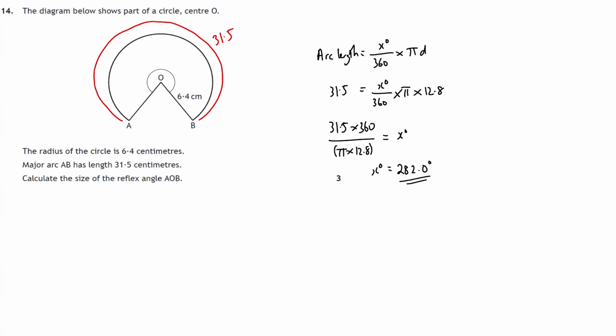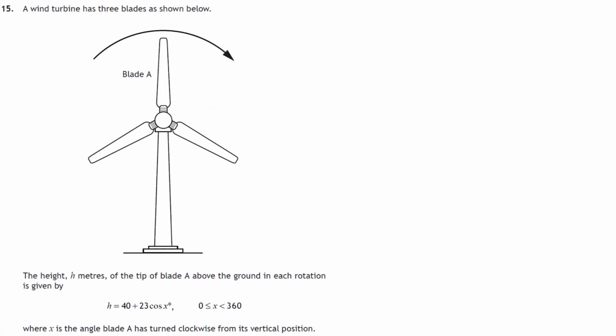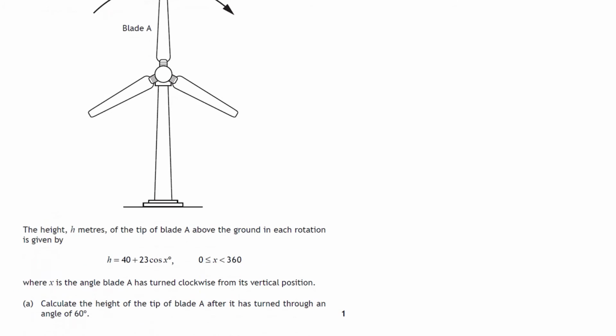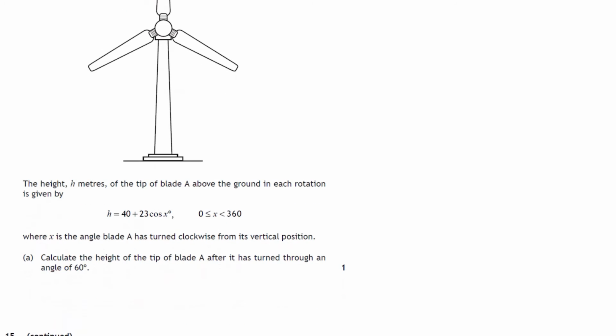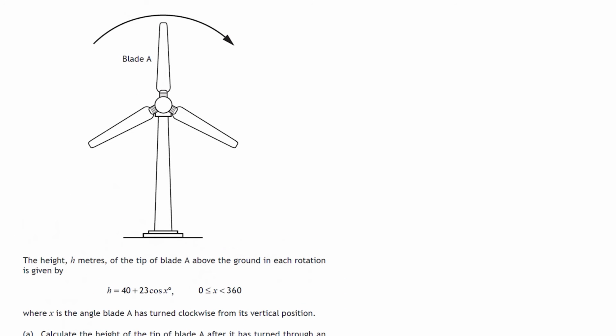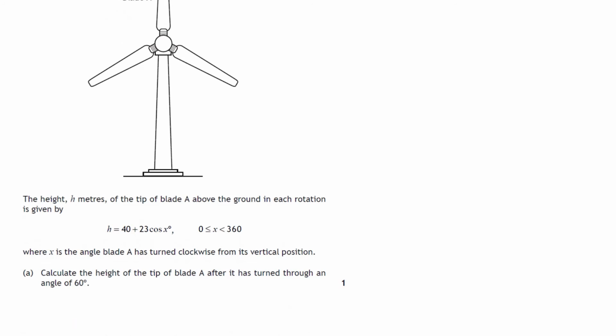Okay, question 15, which I think is the last question in the paper, a nice little trigonometry one to finish off with. So we've got a wind turbine with 3 blades, showing the height of the tip of blade A above the ground, h, and each rotation is given by this formula, where x is the angle the blade A has turned clockwise from its vertical position. Okay, calculate the height of the tip of the blade after it has turned through an angle of 60 degrees.